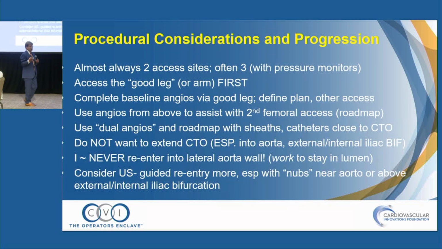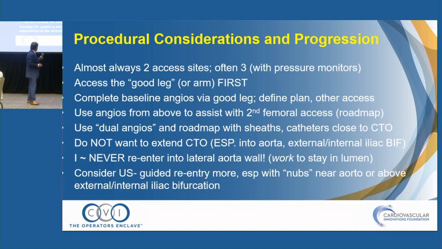All right. I will always have 2 accesses, usually, often 3. Access the good leg first, take pictures, reassess, and then use that to get a good second access with a roadmap and an ultrasound. I don't want to extend that CTO into the aorta or down by the iliac bifurcation, period. I don't enter the lateral wall. I get it. We can all hit it. It's a big target. It's not physiologic, and it's not safe. Work harder to stay in the lumen, okay?